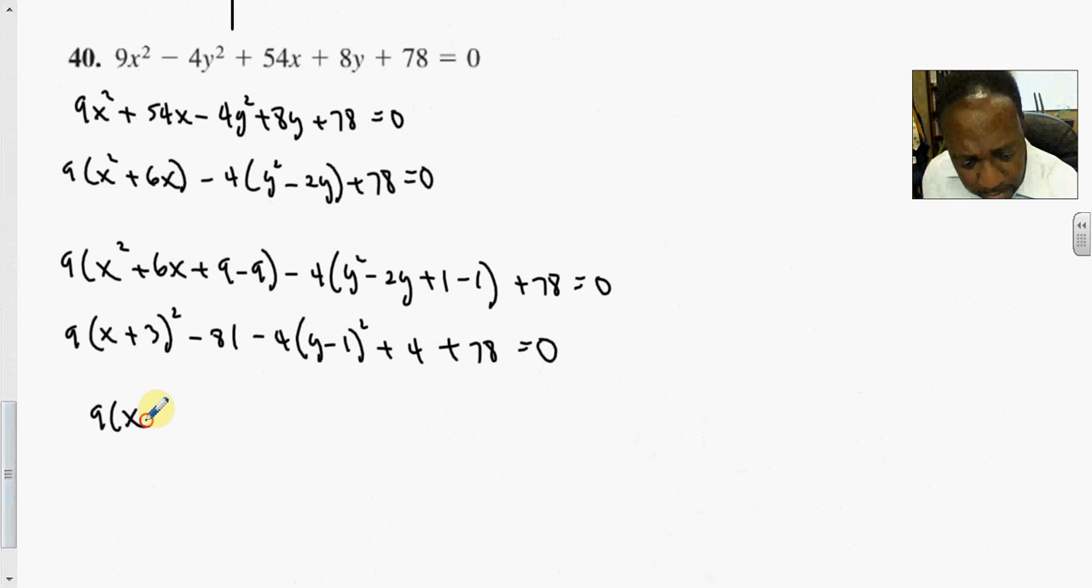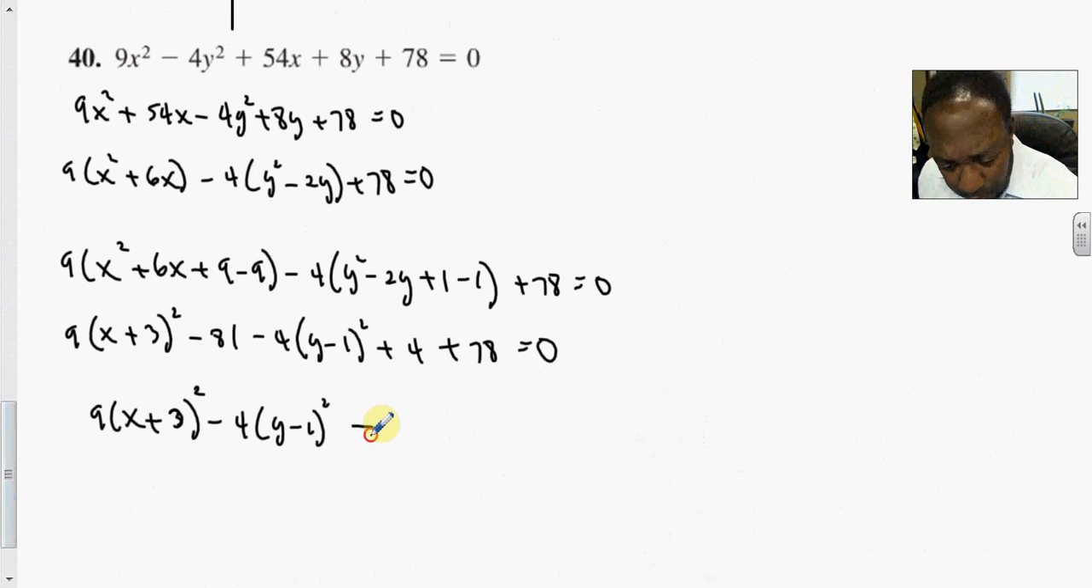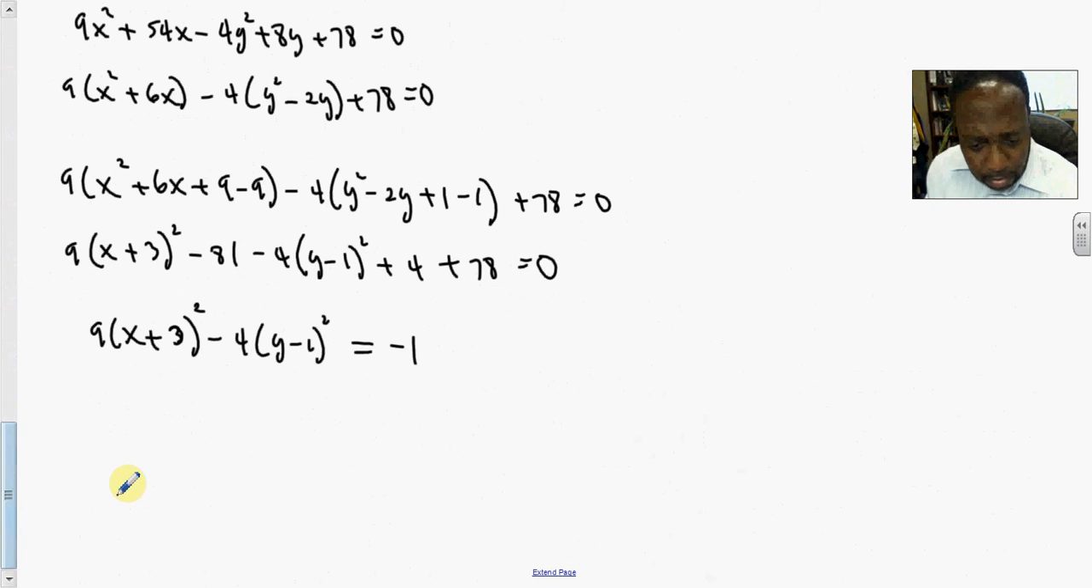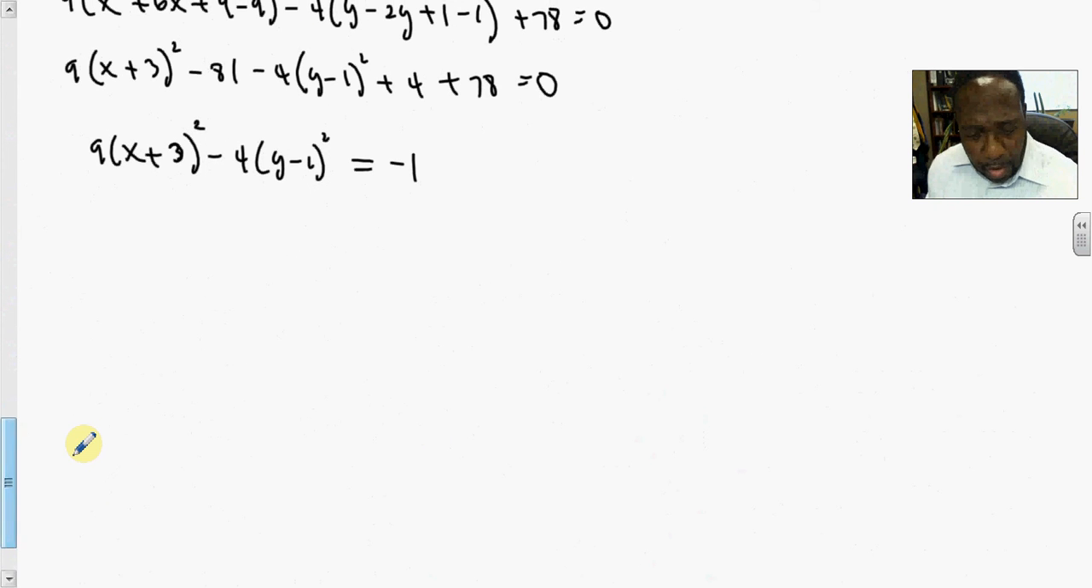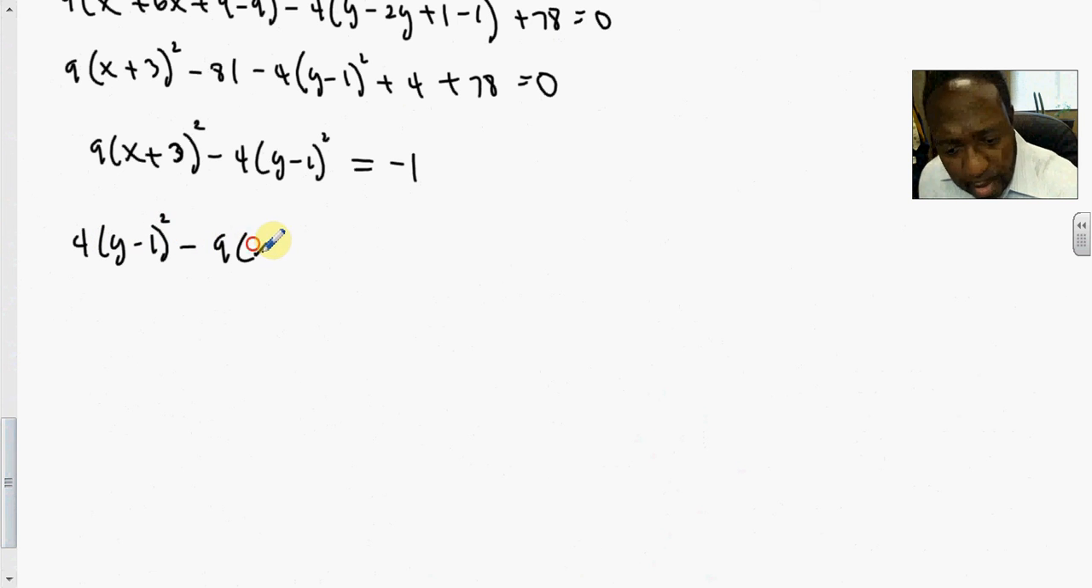So we get 9 times x plus 3 to be squared minus 4 times y minus 1 to be squared. We get 82 minus 81 is plus 1. So on the opposite side, it becomes -1. So now what I would do to get this into the standard form is to divide through by this 9, and that will leave me with a 4 times y minus 1 to be squared minus 9 times x plus 3 to be squared is equal to 1.